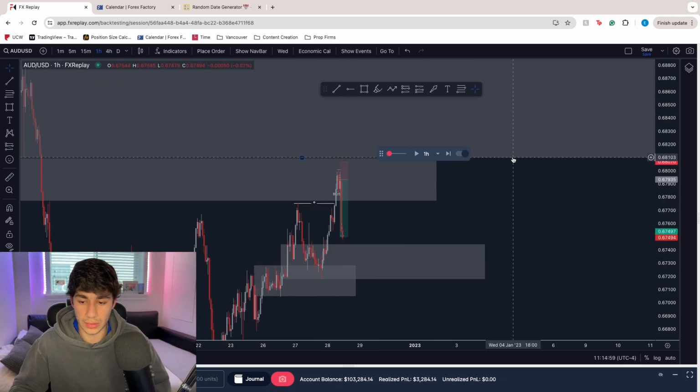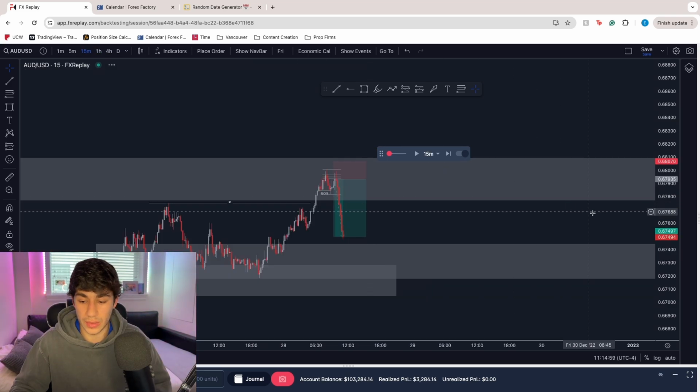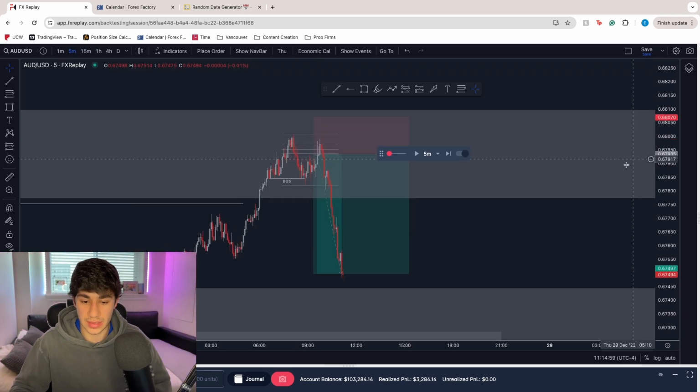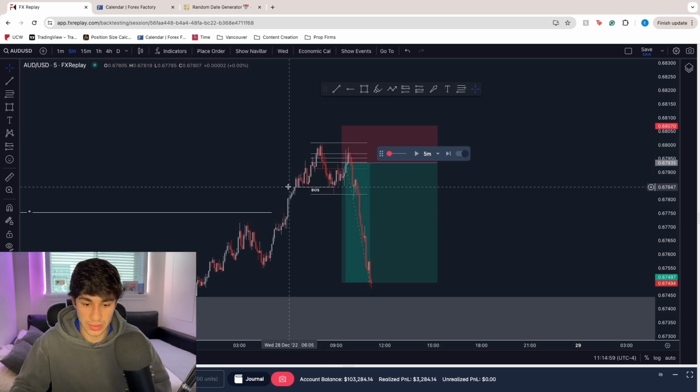We also took, let me erase this, we also took liquidity from the high of the day before. So on Tuesday, we took liquidity, and then there was a break of structure in the 15 as well as in the 5-minute. We can see the break of structure in the 5-minute here, which is very nice. Let me erase this. So this was the break of structure.